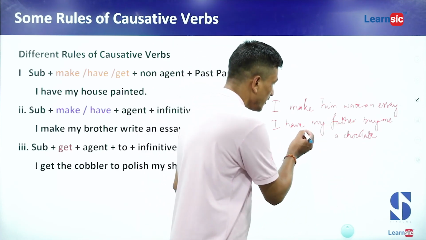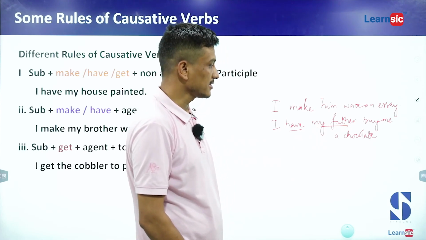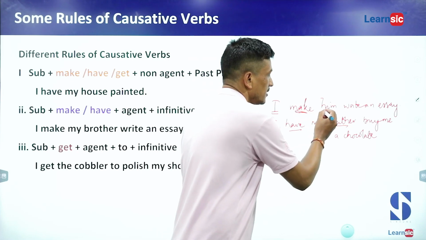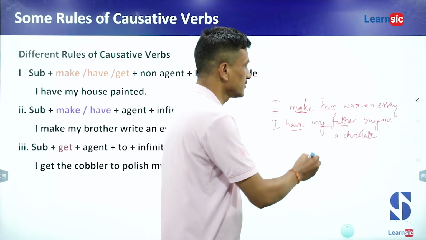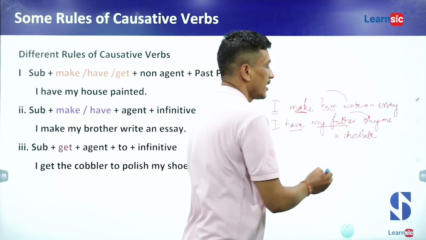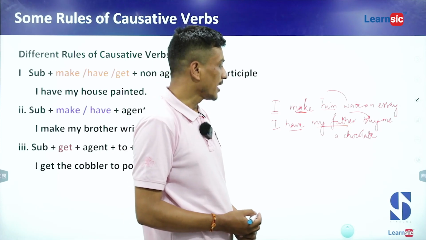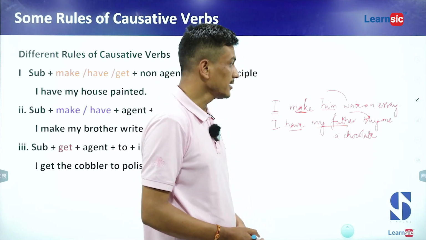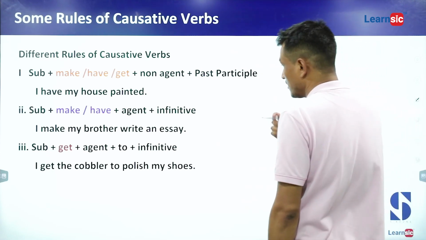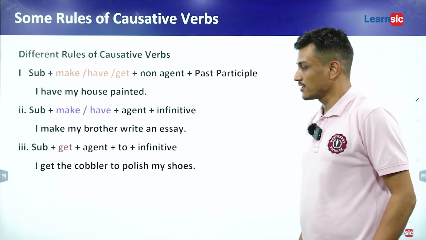Here, my father is the agent, the doer of the action. In the first, him is the doer of the action. So we have written verb one here. I make him write an essay. I have my father buy me a chocolate. So this is how we use the second structure. Let's go for the third structure now.